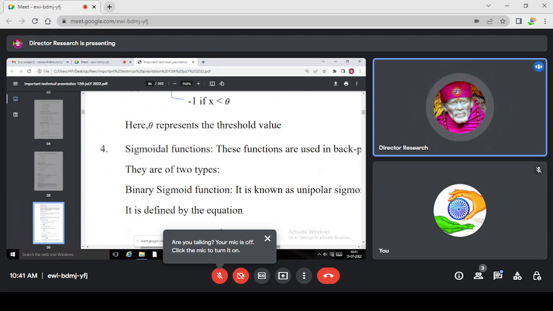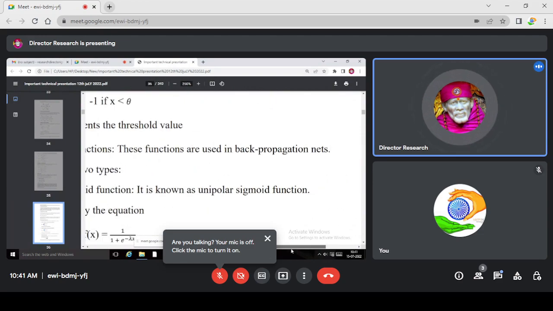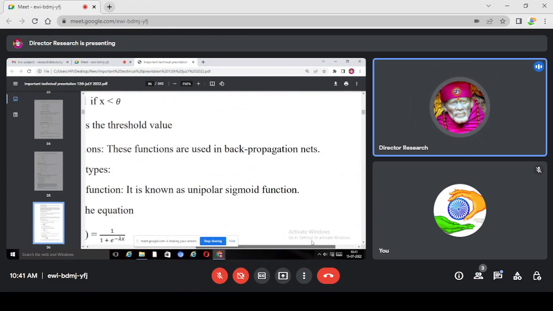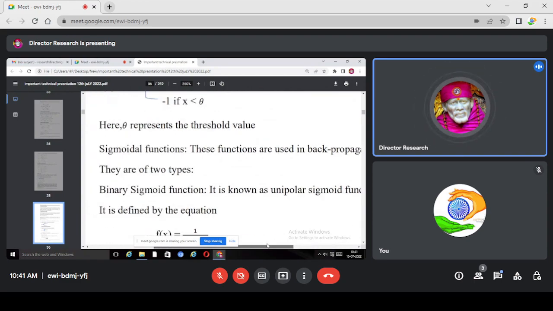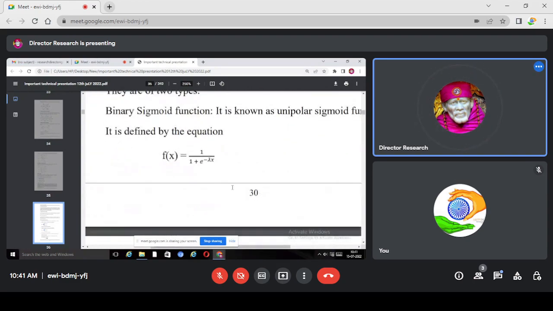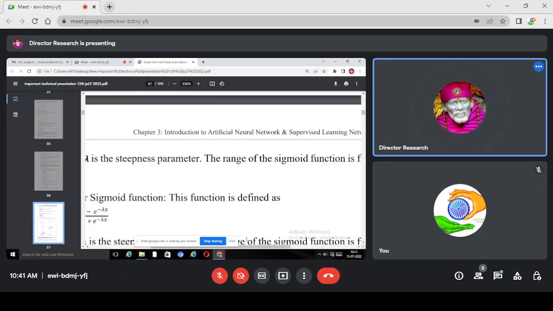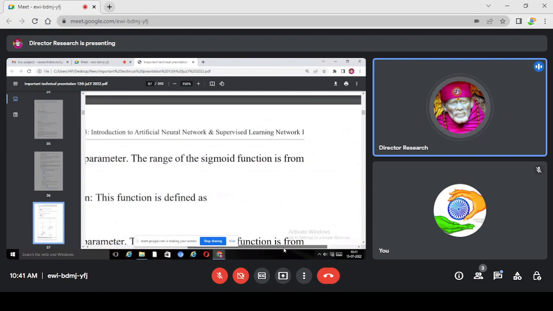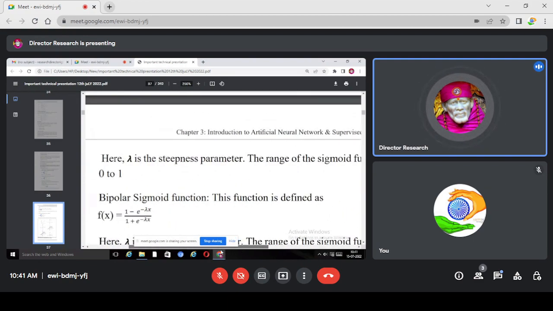Sigmoidal functions. These functions are used in backpropagation nets. There are two types. The binary sigmoid function is also known as the unipolar sigmoid function. It is defined by the equation f(x) = 1 / (1 + e^(-λx)), where lambda is the steepness parameter. The range of the sigmoid function is 0 to 1.